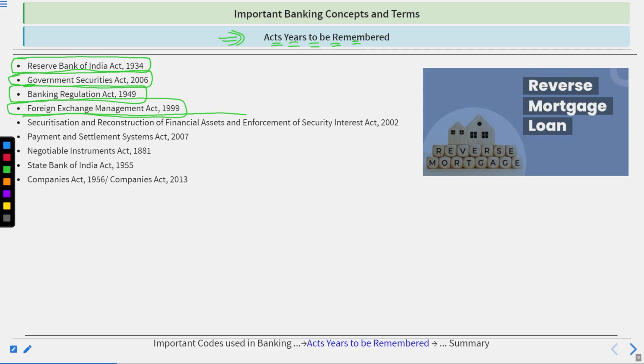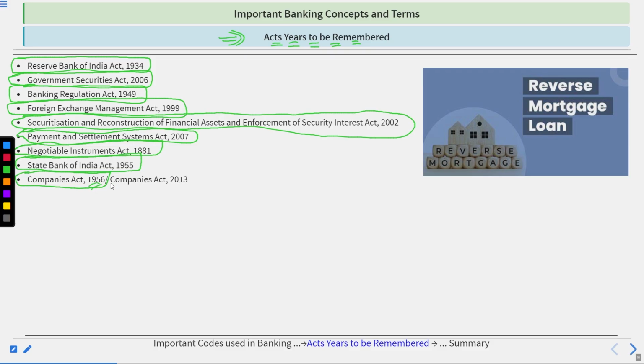Securitization and Reconstruction of Financial Assets and Enforcement of Security Interests Act 2002, Payment and Settlement Systems Act 2007, Negotiable Instruments Act 1881, State Bank of India Act 1955, Companies Act passed two times, 1956 and Companies Act 2013.